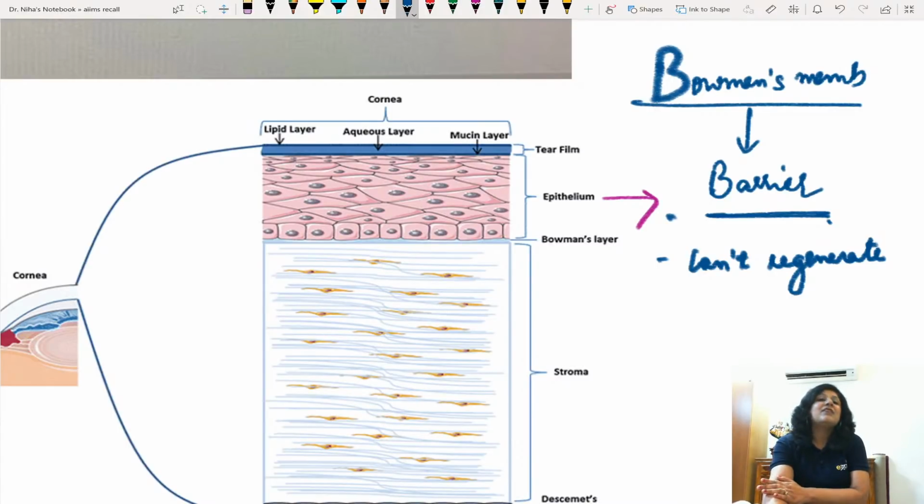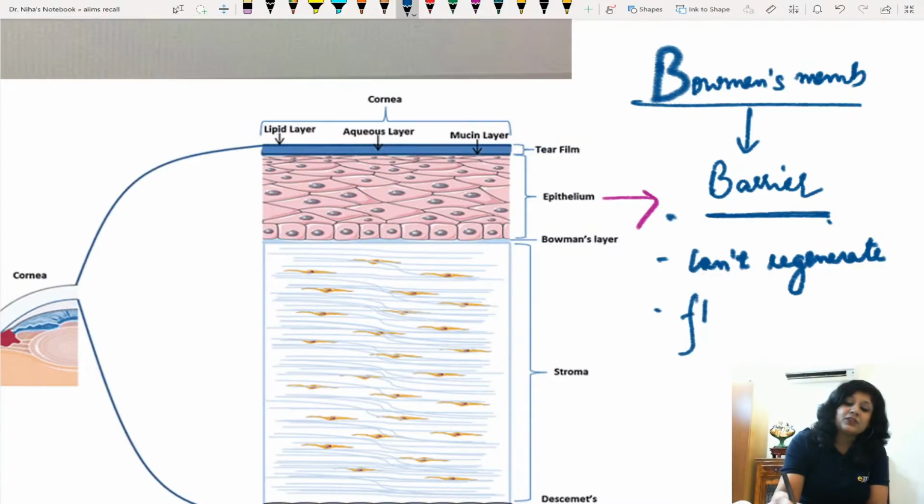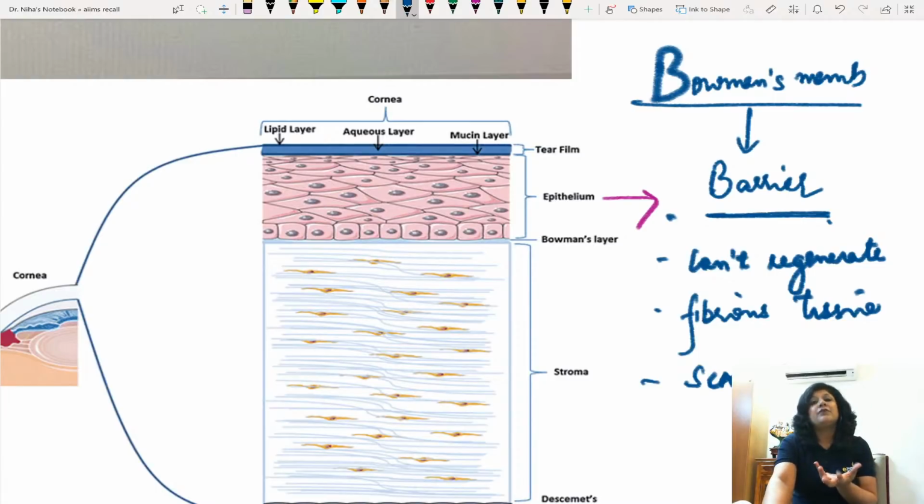So a thing which is not regenerating, how will it heal? It is healing by the fibrous tissue. So it is making the fibrous tissue, that means you will have the scarring. So basically whenever you have scarring in the cornea, we are having the opacification, it is due to the defect in the Bowman's membrane, right?